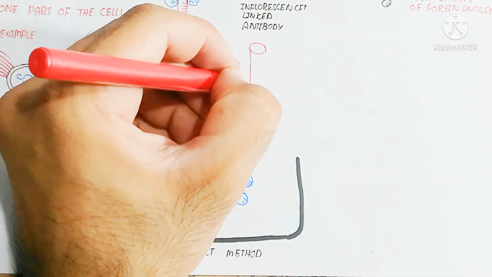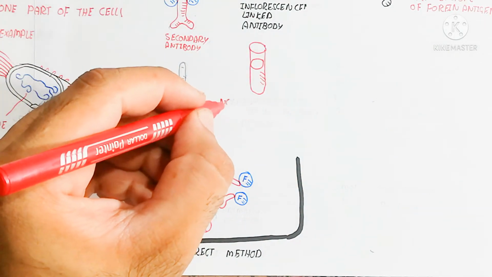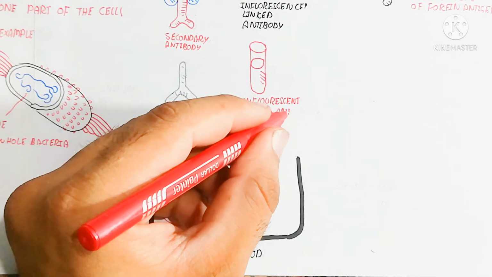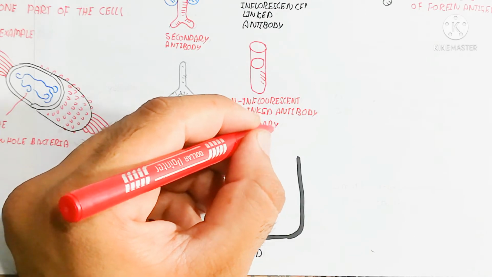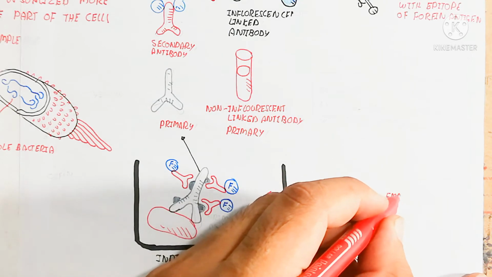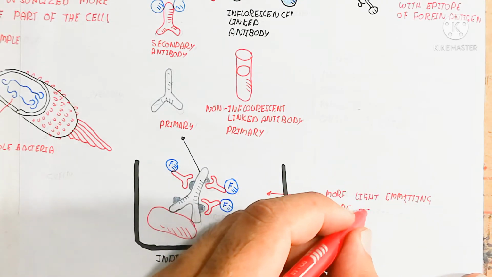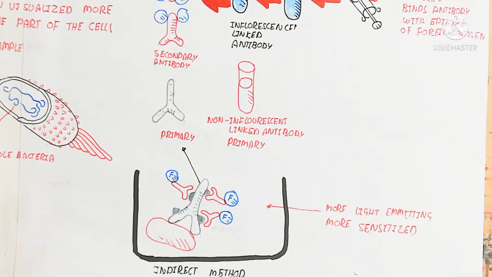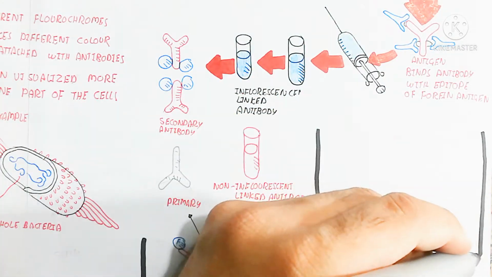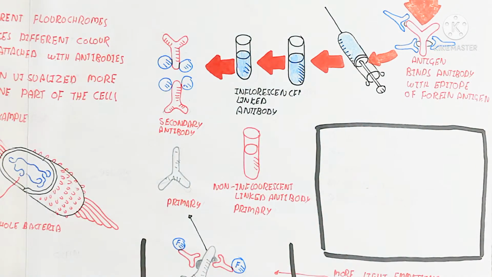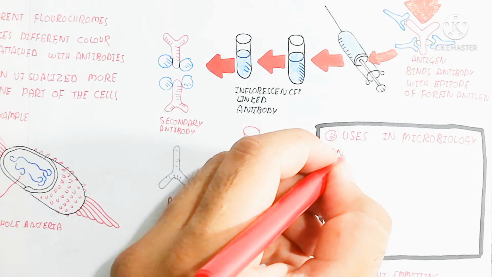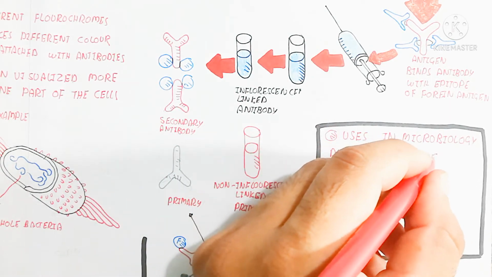The non-fluorescent linked antibody here is the primary. The last thing is the uses in microbiology, which we will discuss now. I am drawing a box for the uses in microbiology. We can use it for DNA structure analysis, molecule structure, cell size, nucleus, chromatin or chromosomes, organelles, and more. You can see these are different molecules.